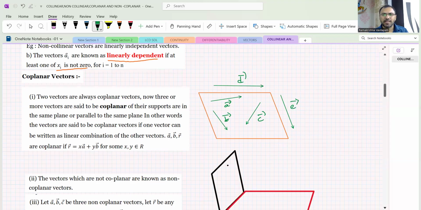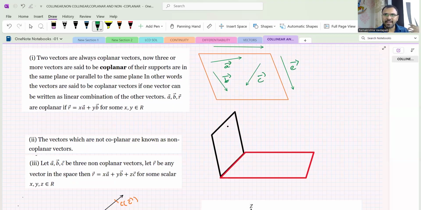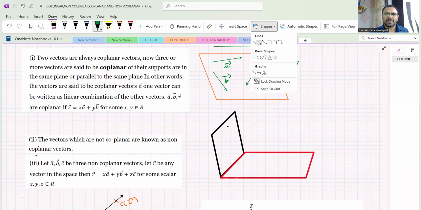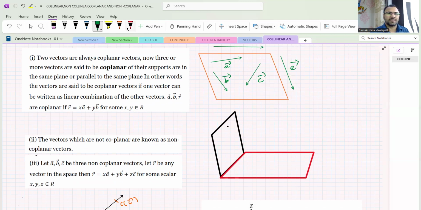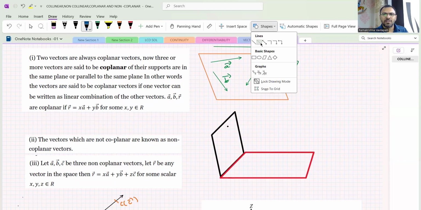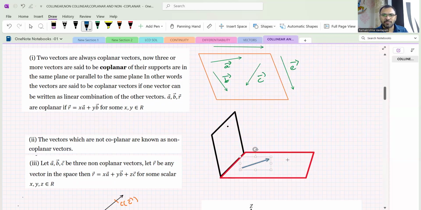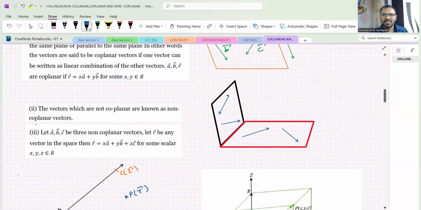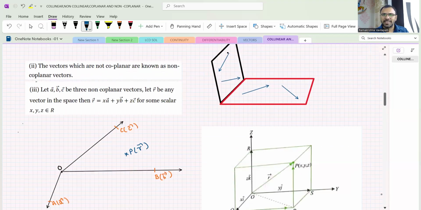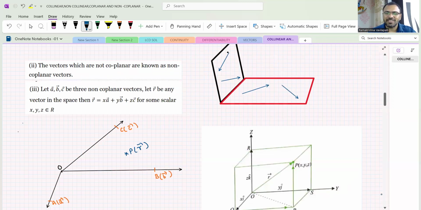Now, what is meant by non-coplanar vectors? If the vectors are not lying on the same plane, then they are known as non-coplanar vectors. They lie on different planes. So if we take two vectors on one plane and two vectors on another plane, like this, or you take one vector like this, these vectors are non-coplanar vectors. Three non-coplanar vectors divide the space.